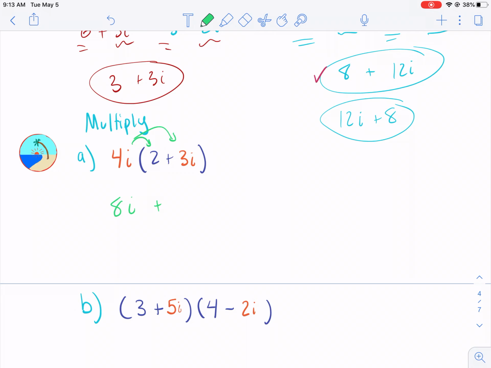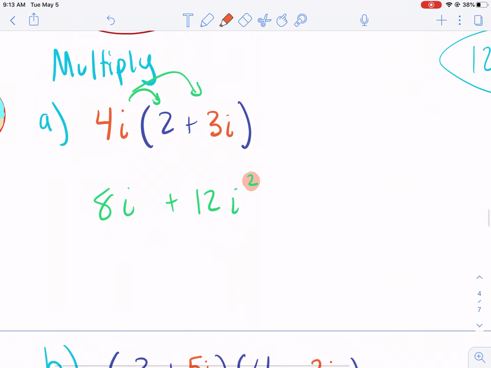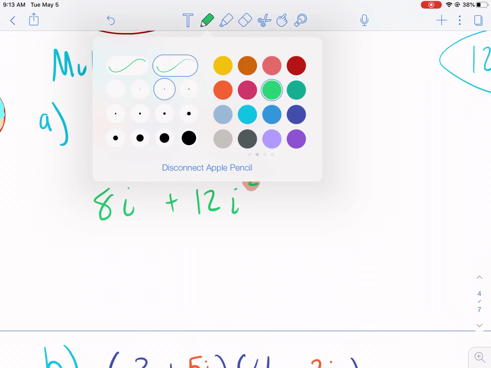But now you have to be careful. Anytime you have i times i, you really have to be careful. It's not going to be 12i. It's going to be 12i squared. And anytime you have a squared term with i, you need to do something with it. You can't just leave a power of i alone. i by itself, fine, but if i has a power, you need to do something about it.